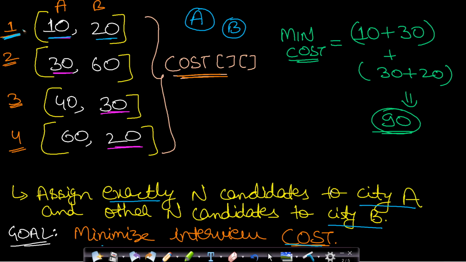Okay, so in this cost matrix, if we assign candidate 1 to city A and candidate 2 to city A, then the total cost for city A will be 40. And if we assign candidate 3 to city B and candidate 4 to city B, then the total cost will be 30 plus 20, which is 50. So the entire total cost will be 40 plus 50, which comes out to be 90. I hope you got the problem statement now.